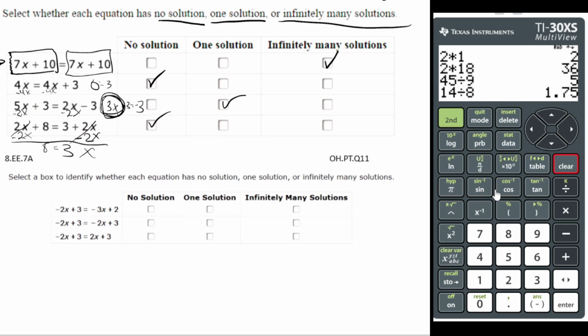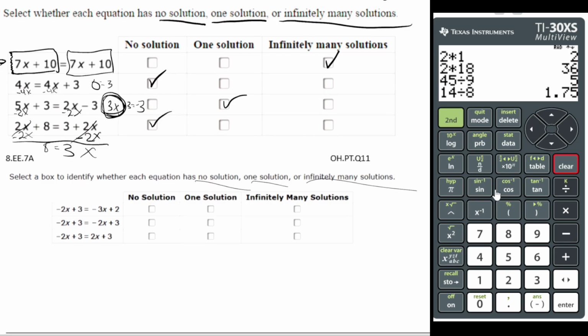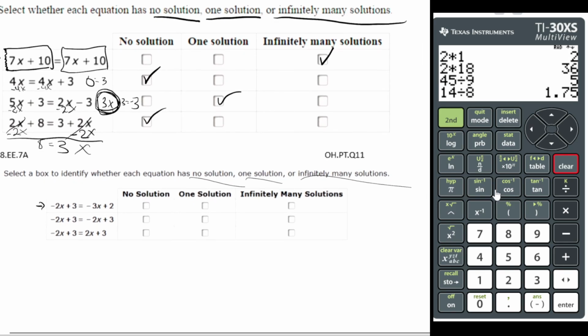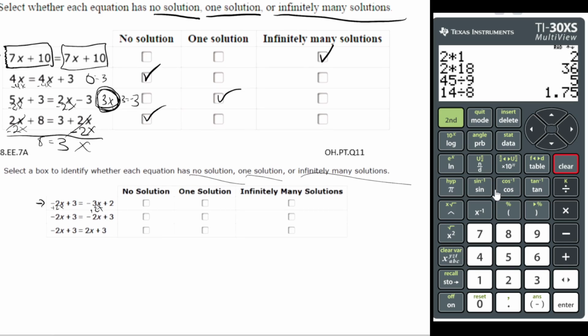Here we go, another question just like it. Select a box to identify whether each equation has no solution, one solution, or infinite solutions. We look at this first one here. I know that when I go to move this 2x, I'm going to add 2x, I'm going to be left with an x. There will be a negative x left over. And since there is no way for that negative x to go away, that has to be one solution. If you move stuff around, and you get to the point where you only have variables on one side of the equation, and there still exists a variable, it will be one solution.